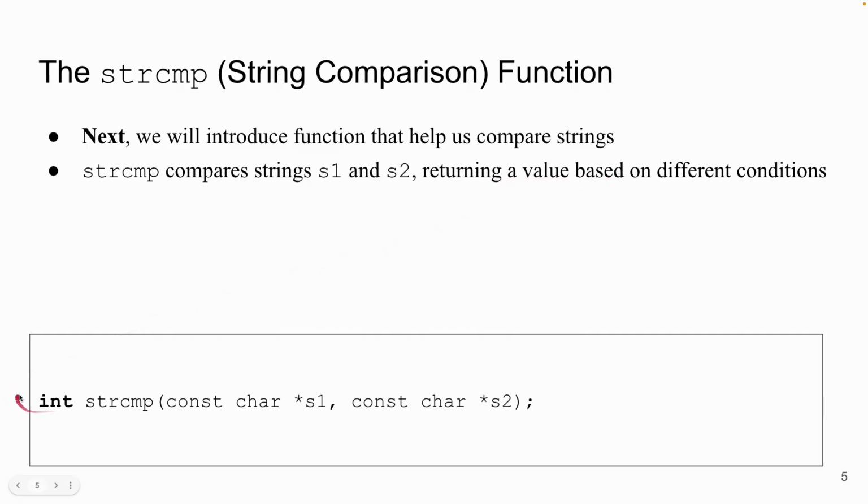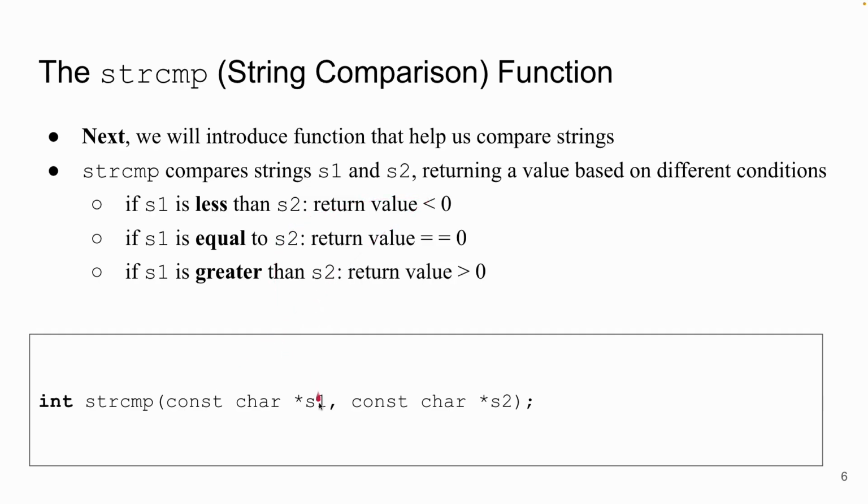The return type of strcmp is integer. So I'm going to talk about the meaning of the different return values that strcmp will return. First, if s1 is less than s2, it will return a value less than 0. If s1 is equal to s2, then it will return a value equal to 0. And the last condition is that if s1, the first parameter, is greater than the string pointed to by the second parameter s2, then it will return a value larger than 0.